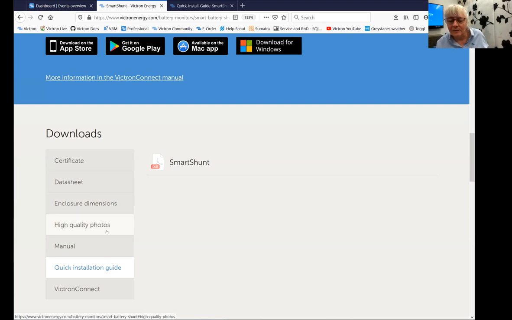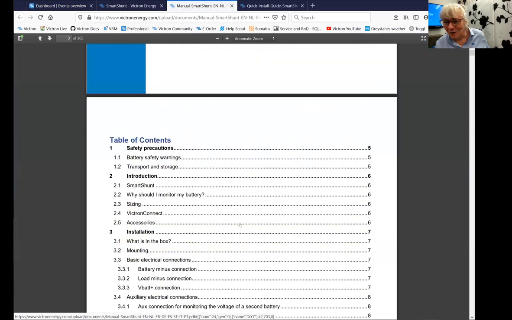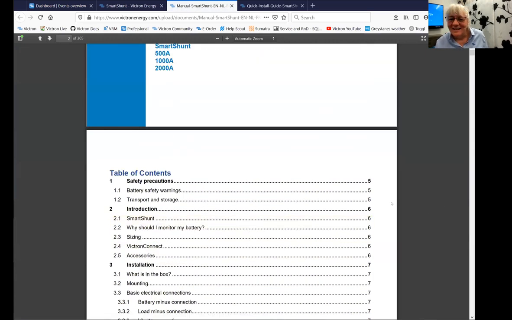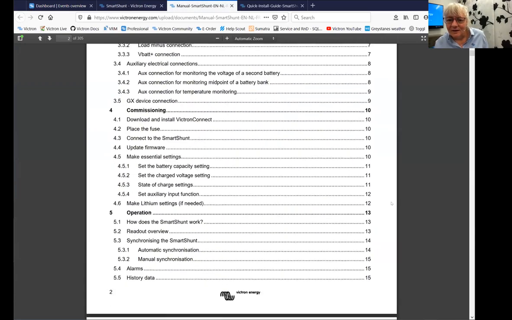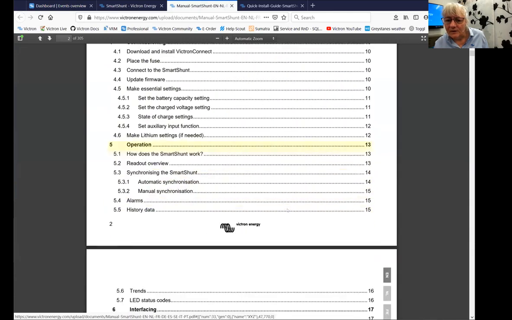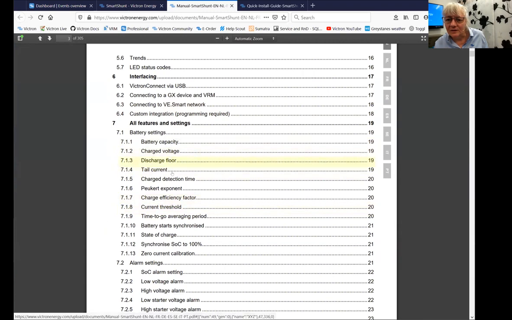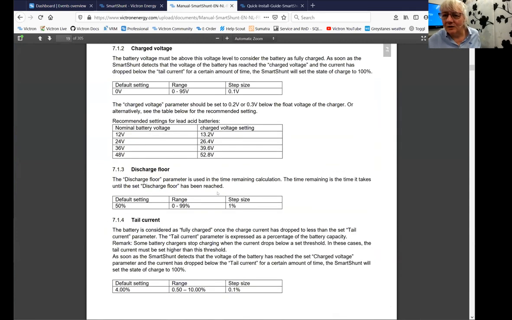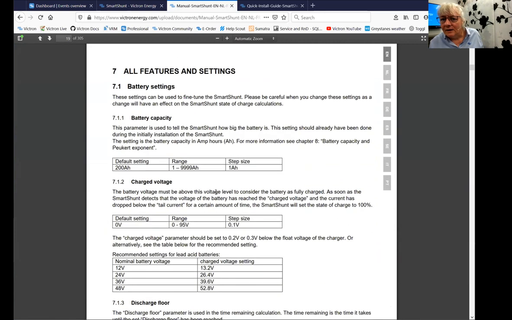So they work with the same parameters, the same way of calculation. Then if you go to the SmartShunt manual, I know there's an index, that's new. It was sometimes so hard finding things, so you can actually just go through it. It starts with installation, commissioning, operation, interfacing, all features and settings, and this is the one you want, the tail current. I'll start from here. You can click on it, so you don't need to leaf through the whole manual anymore. The manual is now only online.